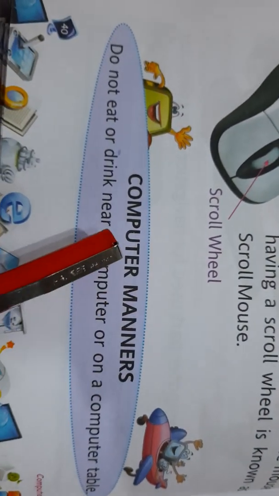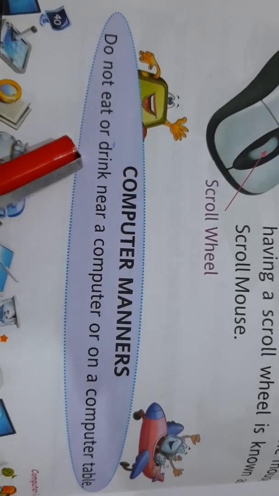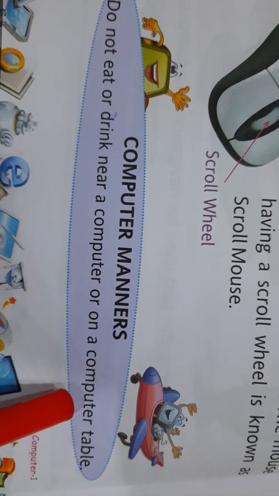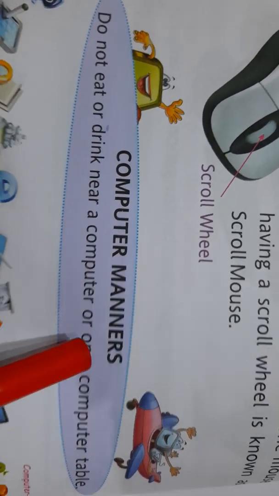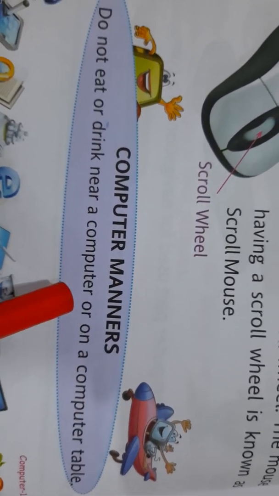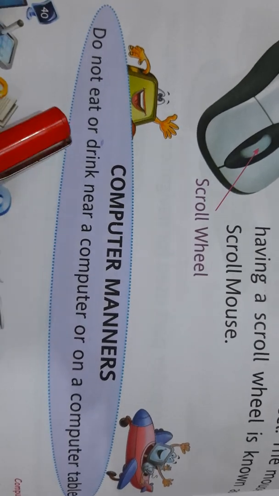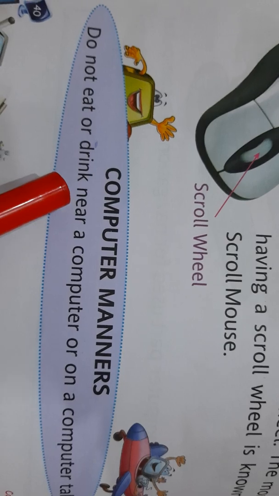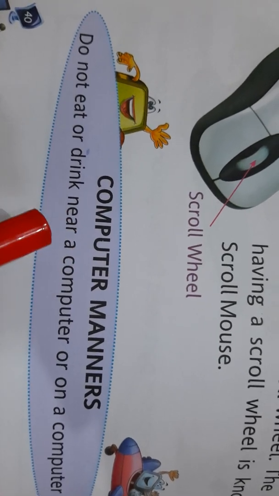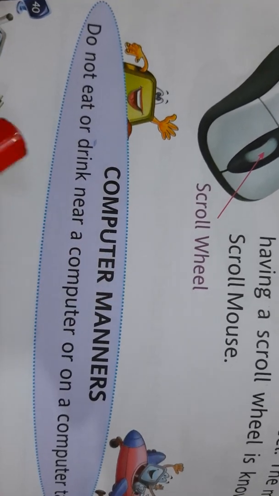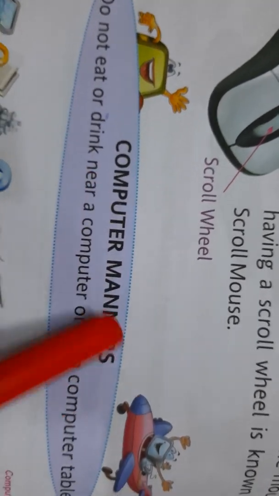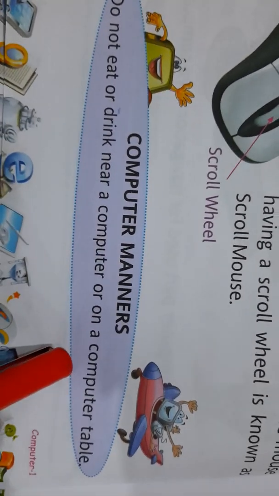Now, computer manners. Do not eat or drink near a computer or on a computer table, because the real mouse can trouble the computer then. If you eat or drink, you will make that place dirty, and then mice or rats can come to that place. So to avoid that problem, please do not do this.